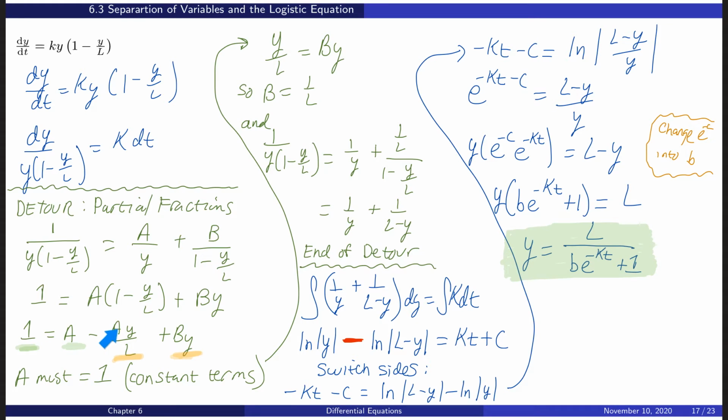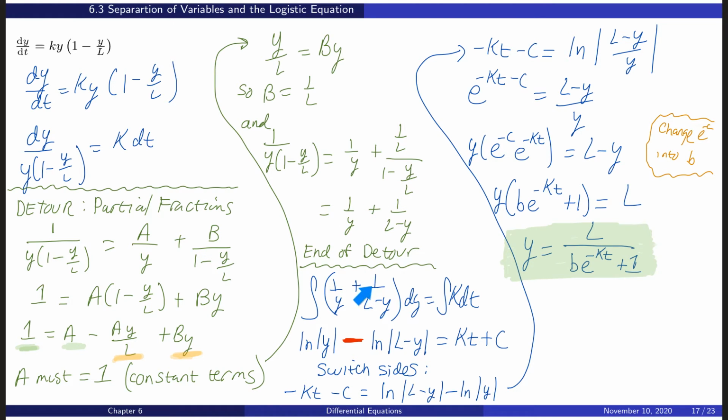When I substitute 1 in for A, this one and this one cancel out. This A becomes a 1. The negative y over L moved to the left side produces this statement here, y over L equals By. Since we're looking at the variable terms, I know that B must equal 1 over L. And so we've finished the partial fractions problem. We know that A is 1 and B is 1 over L. If I take the second fraction with its complex fractions and multiply the top and bottom by L, the second fraction becomes 1 over L minus y. That's the end of our detour.